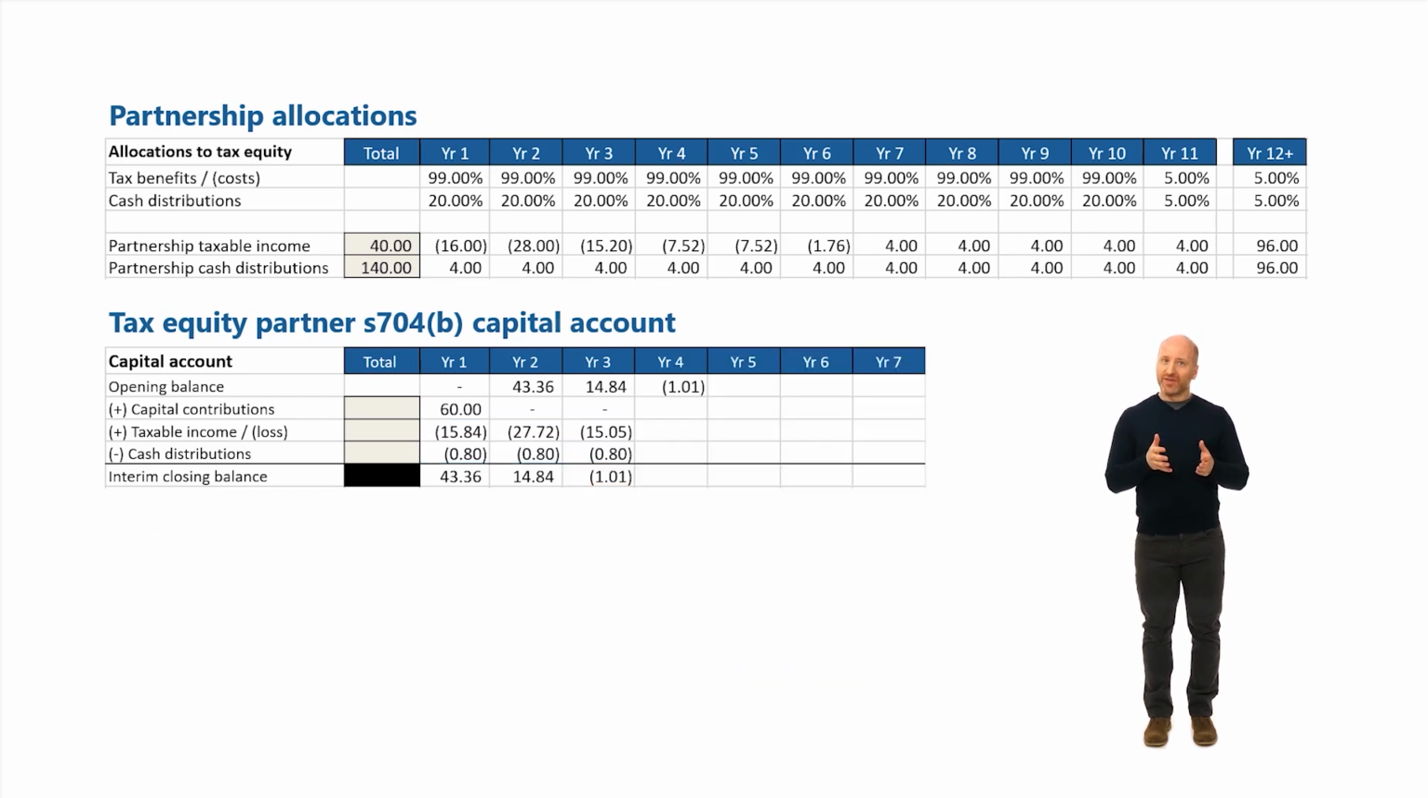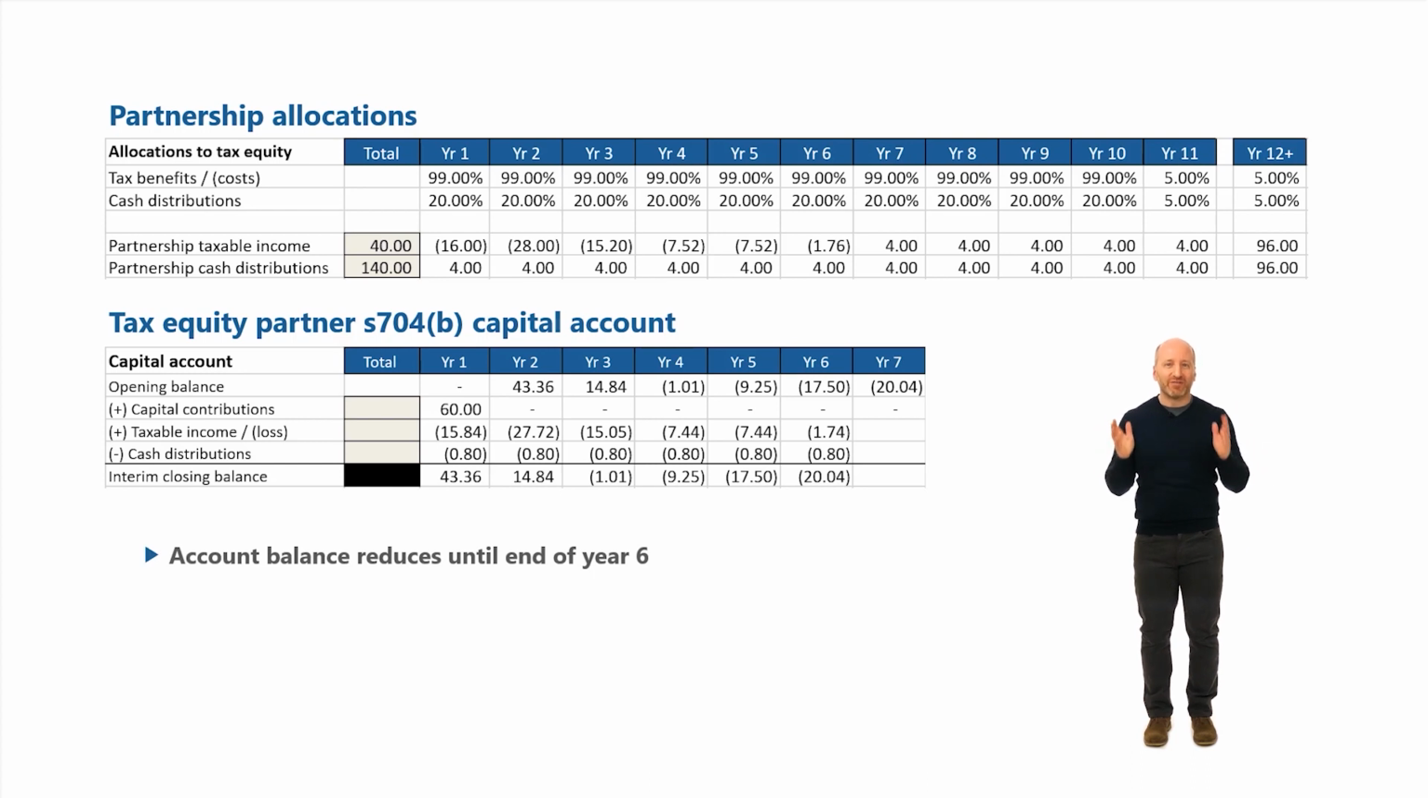In year 4, we start with a balance of negative $1.01 million, and we are allocated losses of 99% of the $7.52 million, which equals $7.44 million. And again, 20% of the cash distributions, or $0.8 million, which takes our closing balance to negative $9.25 million. And this continues in year 5 and year 6, just increasing the value of the negative balance to the tune of $20.04 million by the end of year 6.